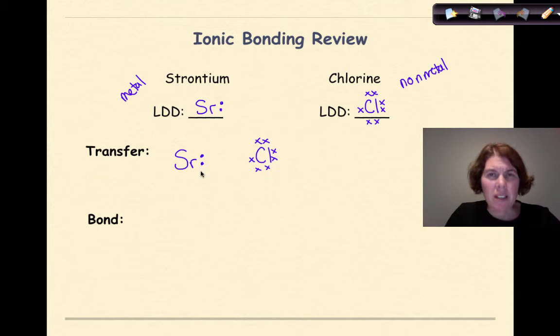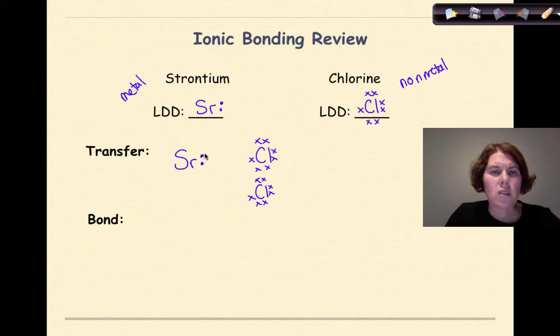The strontium has to give up both of its valence electrons. It really doesn't have an option. It can't say, well, today I just feel like giving up 1. Chlorine can only accept 1 electron, so I've got to bring in another chlorine. I'm going to do one right underneath. So Cl, with 7 dots.